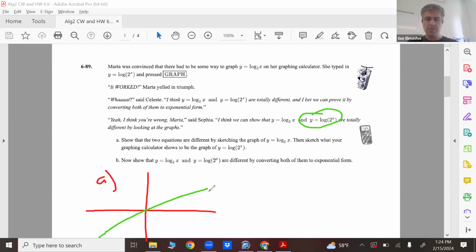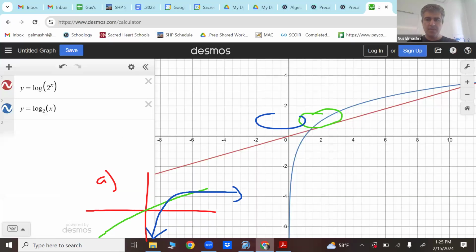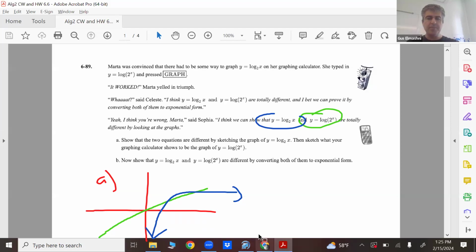And then the other one, if I do that in blue, I think it looks like that. Yeah, kind of like that. There we go. So why is that happening? Well, here's the deal. That's not good. All right.